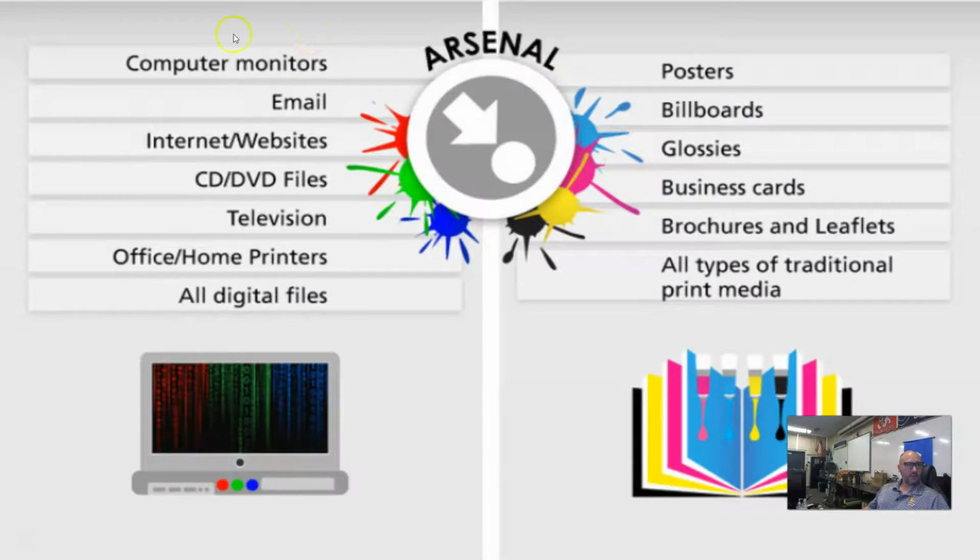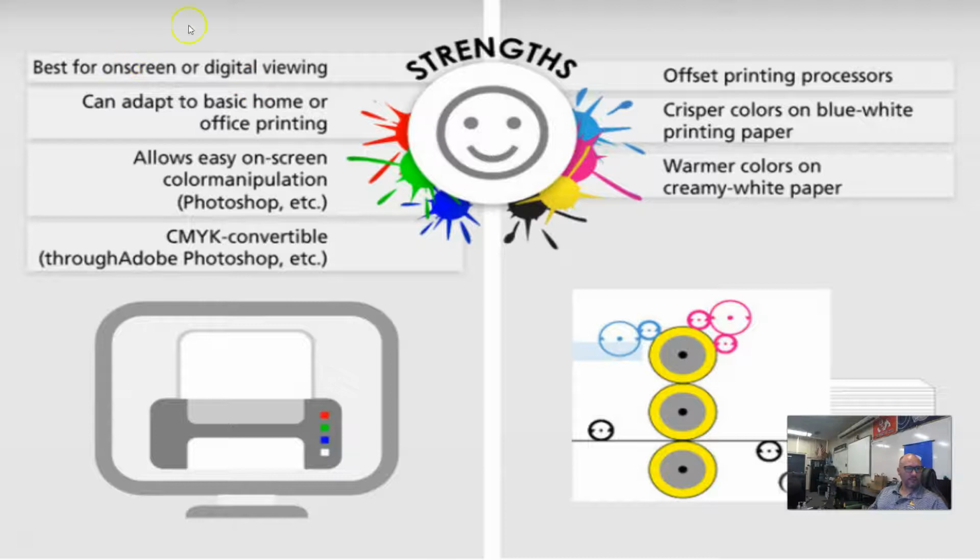Again, RGB, red, green, blue, is for computer monitors, emails, websites, CDs and DVDs, television, office and home printers, all digital files. CMYK is mostly for printing: posters, billboards, glossies, business cards, brochures, and other traditional media. The strengths of RGB: it's best for on-screen or digital viewing, you can adapt it to basic home printing, and color manipulation is really easy in Photoshop, like we use Photopea online. It's also easily convertible to CMYK, so if you have a really cool Photoshop project, convert it to CMYK so that it prints out really well.